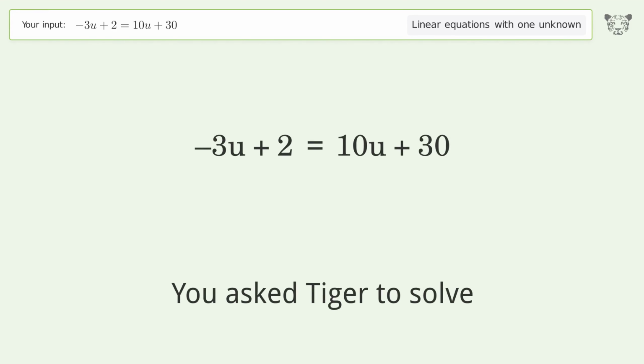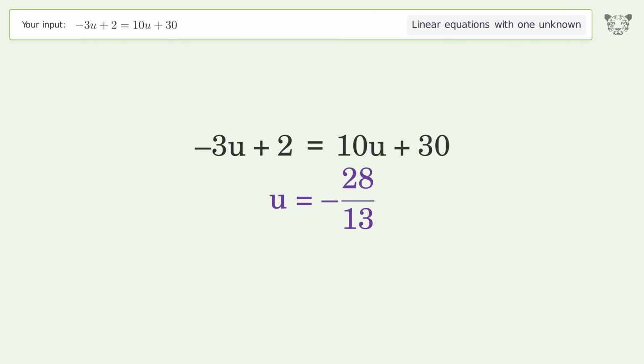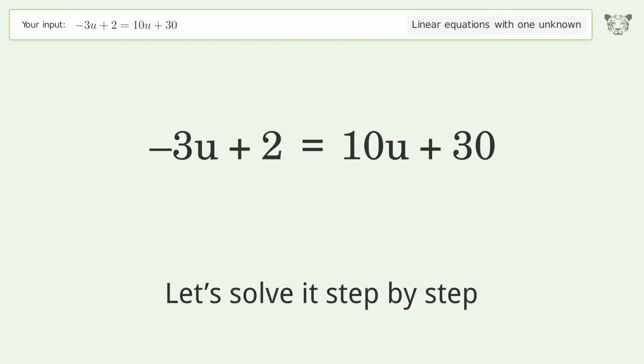You ask Tiger to solve. This deals with linear equations with one unknown. The final result is u equals -28/13. Let's solve it step by step.